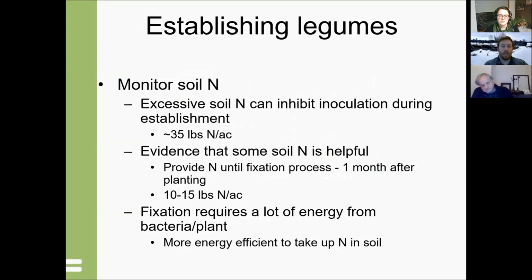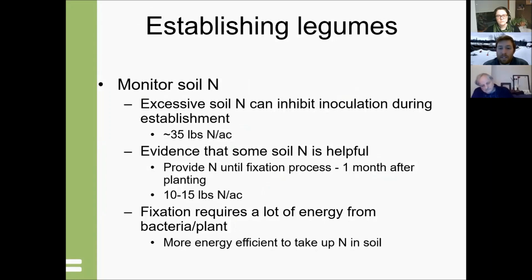So when you're establishing legumes, one thing to make sure you do is monitor soil nitrogen. One of the reasons is that excessive soil nitrogen can actually stop the inoculation process, where the bacteria and the plant root become associated with each other. That normally happens around 35 pounds of nitrogen per acre.